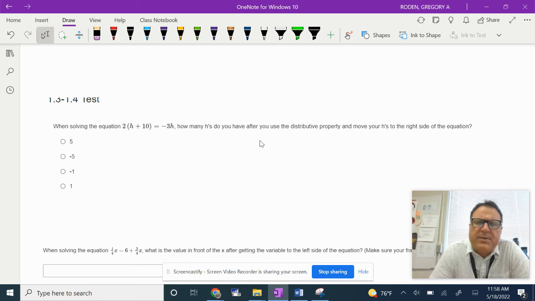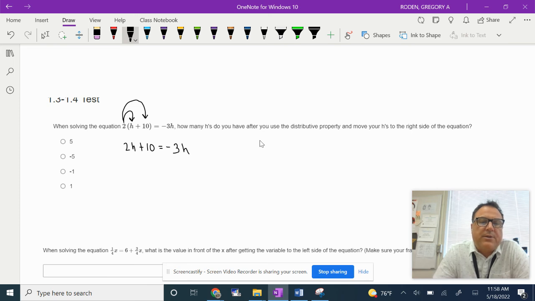So the next thing is I want to go ahead and take this 2 and multiply it through those parentheses right there. So how many h's do you have after you use the distributive property and move your h's to the right side of the equation? Well, we'll see what happens. So we get 2h plus 10 equals negative 3h.